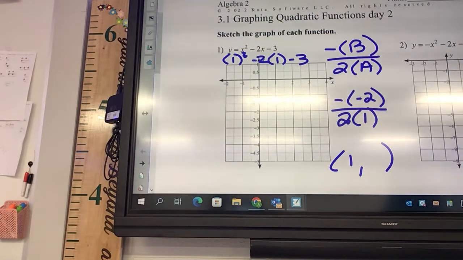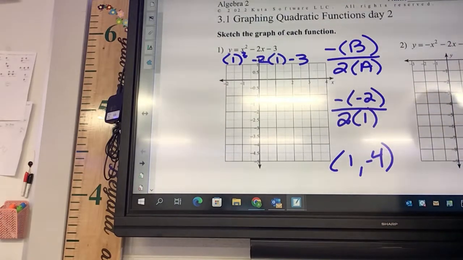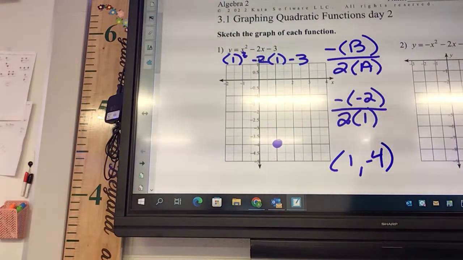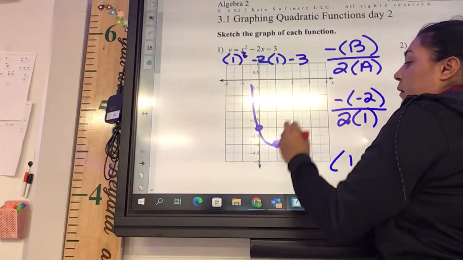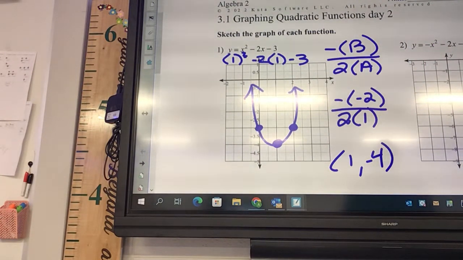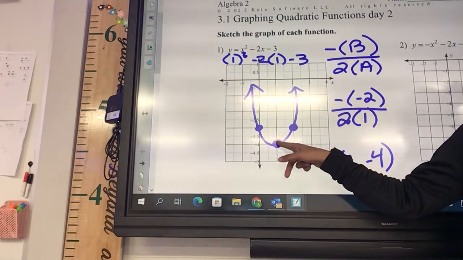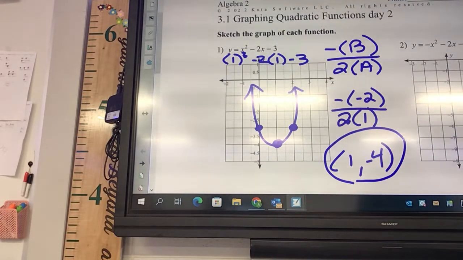I got negative 4. You guys agree? Okay, so we're going to go to 1, negative 4, and put our dot. Does this graph open up or down? Up. How do you know? Because the a is positive, so it's going to open up. How many dots are you drawing? 3. What's this one called? A vertex. Okay, the vertex is our first point we're going to graph.